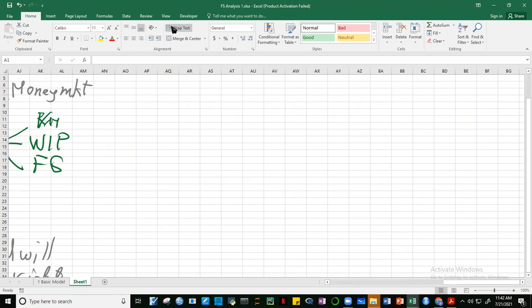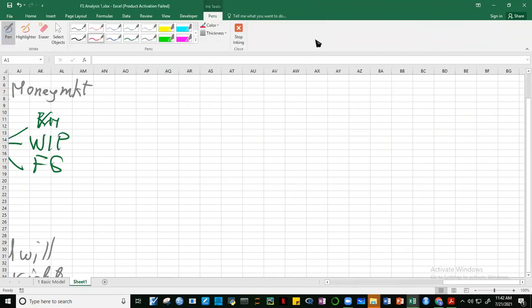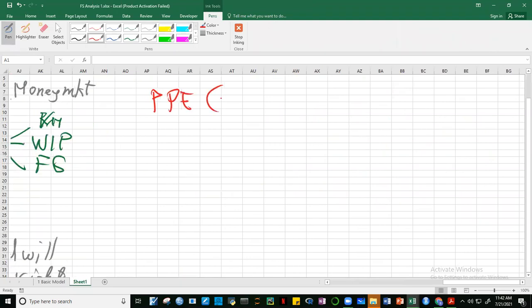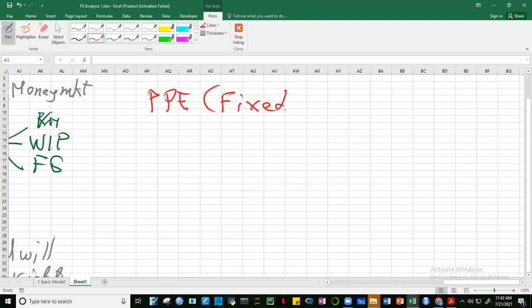Okay, so let me go here. Sulat ulit ako. Okay, property, plant, and equipment or fixed assets. So we have here property, plant, and equipment, aka fixed assets. How is this presented in the balance sheet? So you have PPE, usually nakalagay at cost.